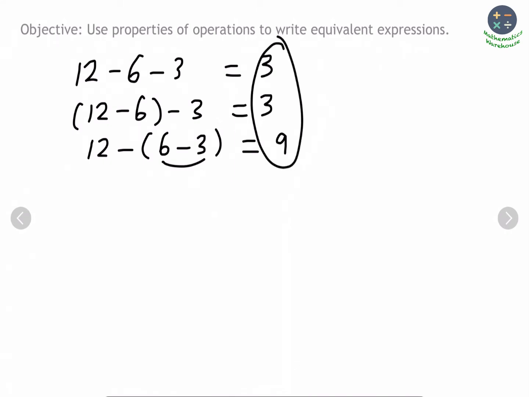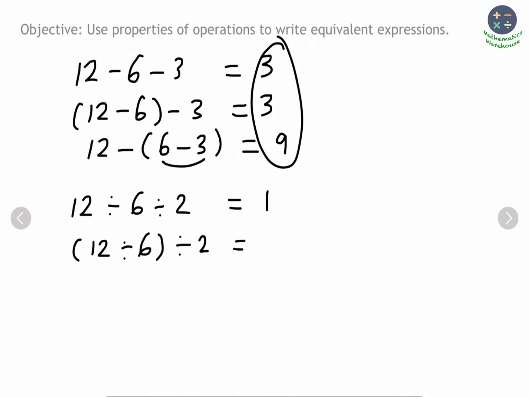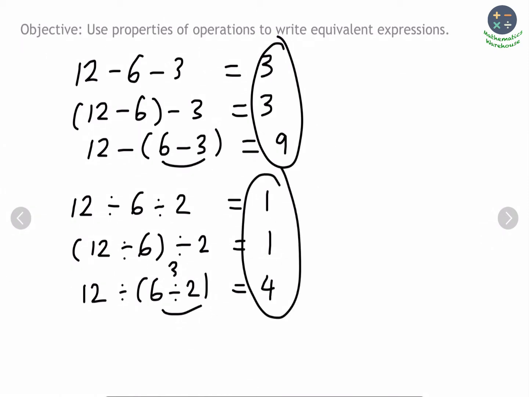Also, if you have 12 divided by 6 divided by 2, 12 divided by 6 equals 2, and 2 divided by 2 equals 1. If you group it as (12 divided by 6) divided by 2, it would be 12 divided by 6 equals 2, divided by 2 equals 1 as well. But 12 divided by (6 divided by 2) would be 6 divided by 2 equals 3, so 12 divided by 3 equals 4, so they are not equal. So the associative property doesn't work with subtraction and division.